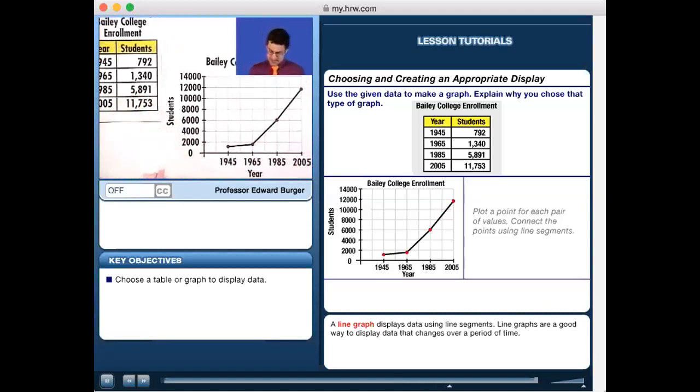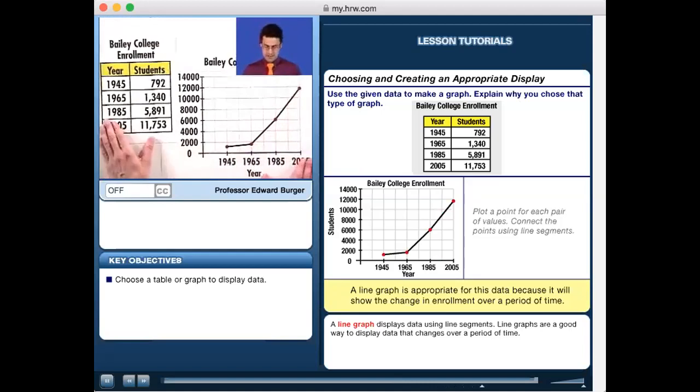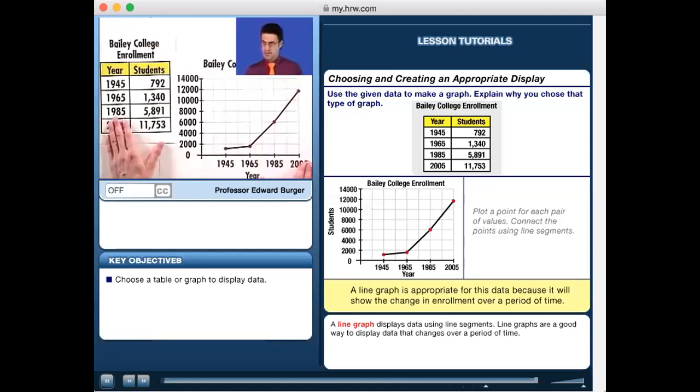Well, because you see, the thing is, this allows us to see the change in enrollment over the various periods of time. And so I can see that, in fact, we have this sort of increase in enrollment, and that's sort of visible by seeing the line moving up. So here, a line graph is a powerful way of actually expressing this particular data set.